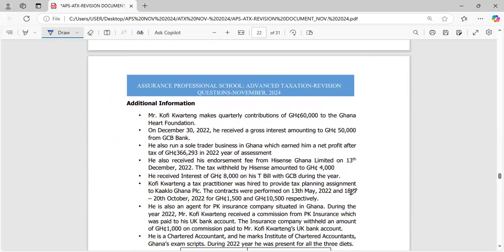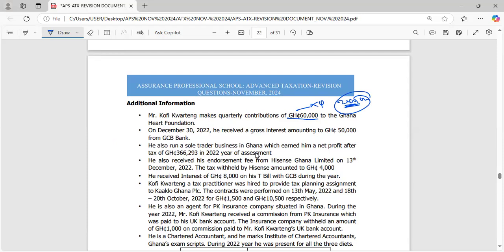Now, additional information. He makes quarterly contribution of 60,000 donations to Heart Foundation. This is an allowable deduction. So annually, you just multiply this by 4. That will give you 240,000. So there will be a deduction in respect of the donation, 240,000 annually. Quarterly, he makes 60,000. So just multiply this by 4.